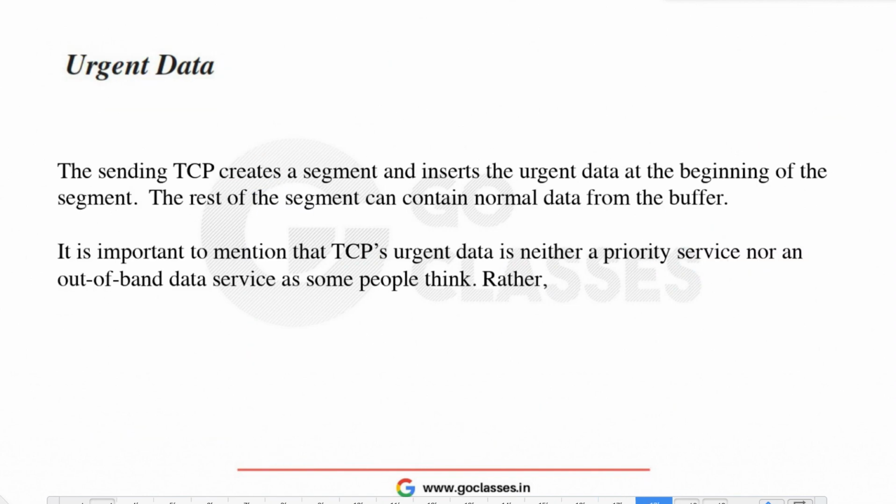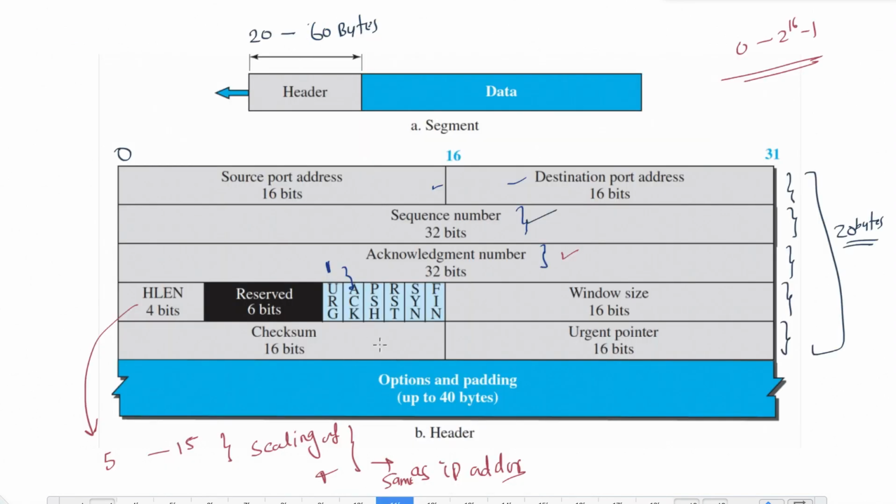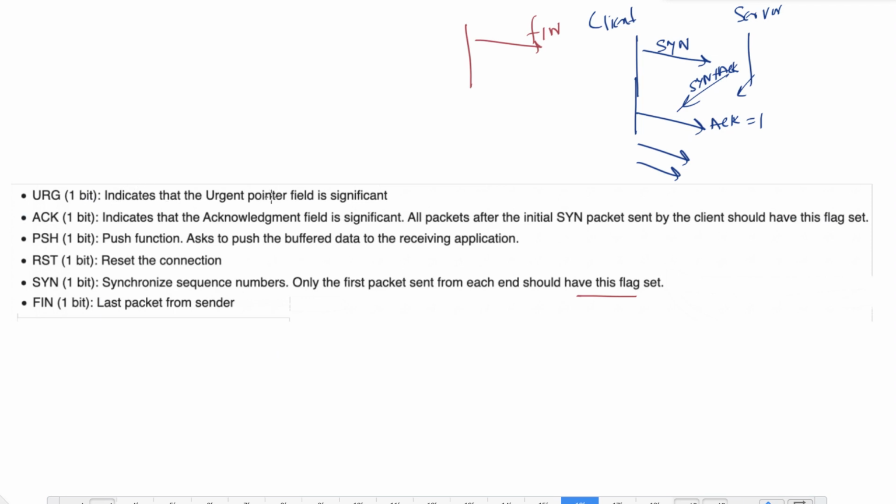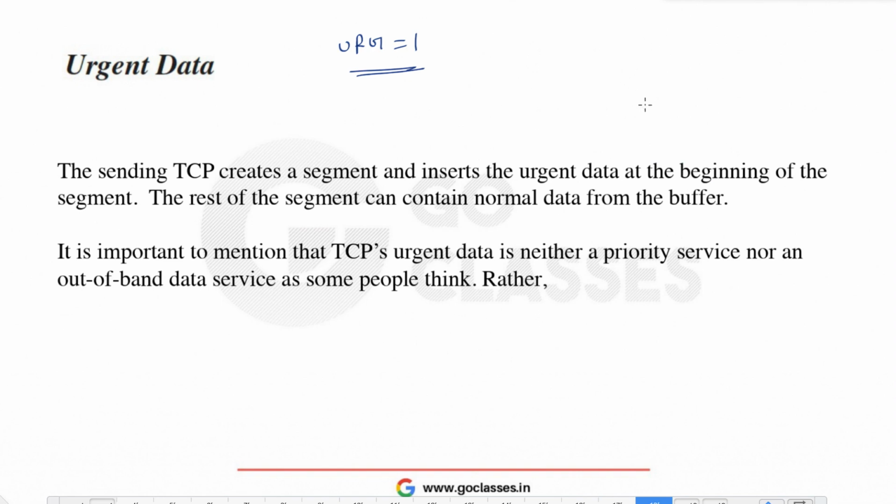Now there is another flag, that is the URG flag. If URG is set, let's suppose I say that URG is one, then what does this mean? It means that the urgent pointer field is valid. This is significant. Let's suppose this is the TCP header and there is a field called urgent pointer. If I set this URG flag, then I am saying that the urgent pointer field is valid. And what does this urgent pointer field do? Let's suppose this number is 5000.